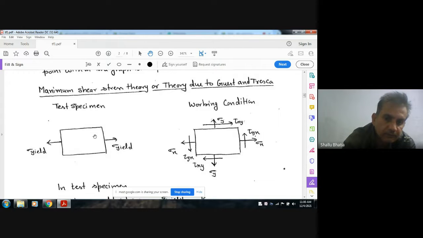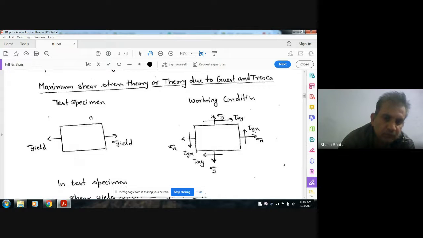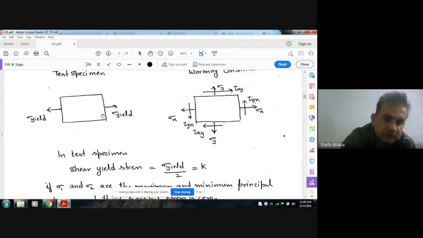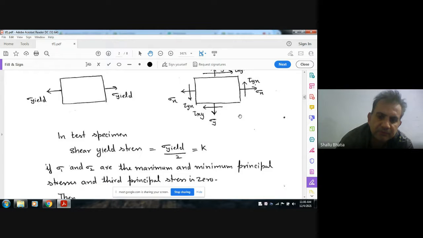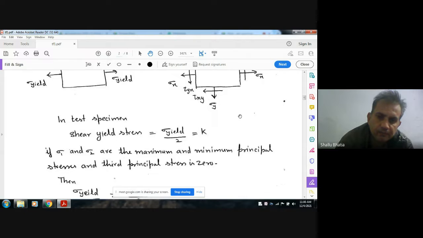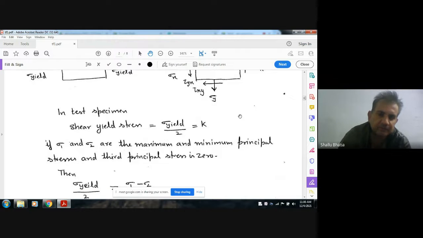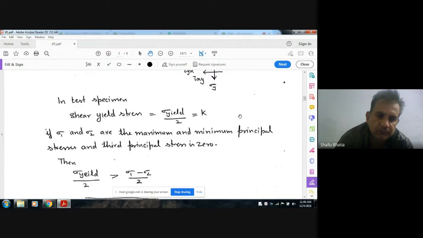Now, the shear stress in this specimen will be, if you consider this, okay, this is the maximum principal stress and the minimum principal stress is 0. So the shear stress will be maximum principal stress minus minimum principal stress divided by 2. So it will be sigma by 2, that is equal to K. And here the maximum principal stress will be sigma 1, and sigma 2. Maximum and minimum principal stresses, we are assuming that sigma 1 and sigma 2 are the maximum and minimum principal stresses. Okay. So the maximum shear stress will be sigma 1 minus sigma 2 by 2.